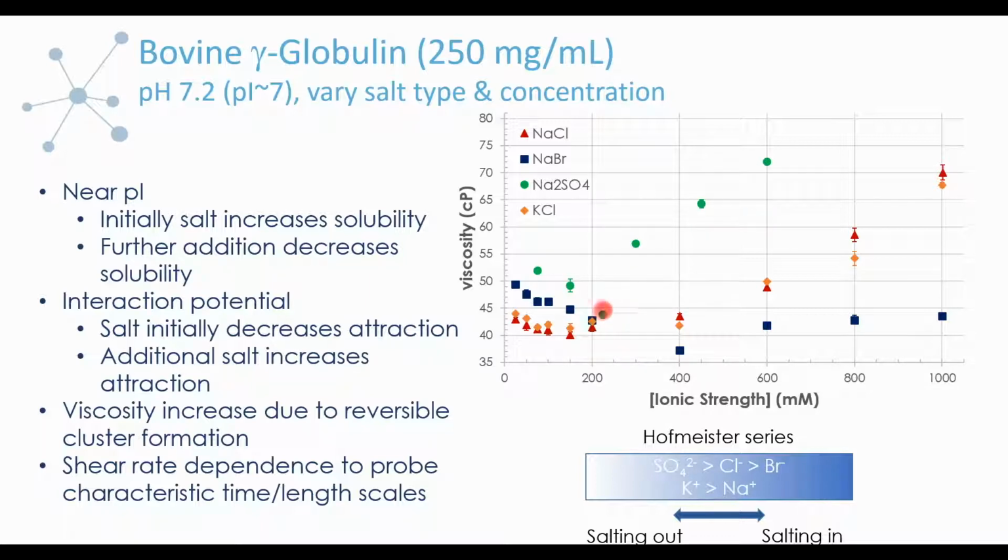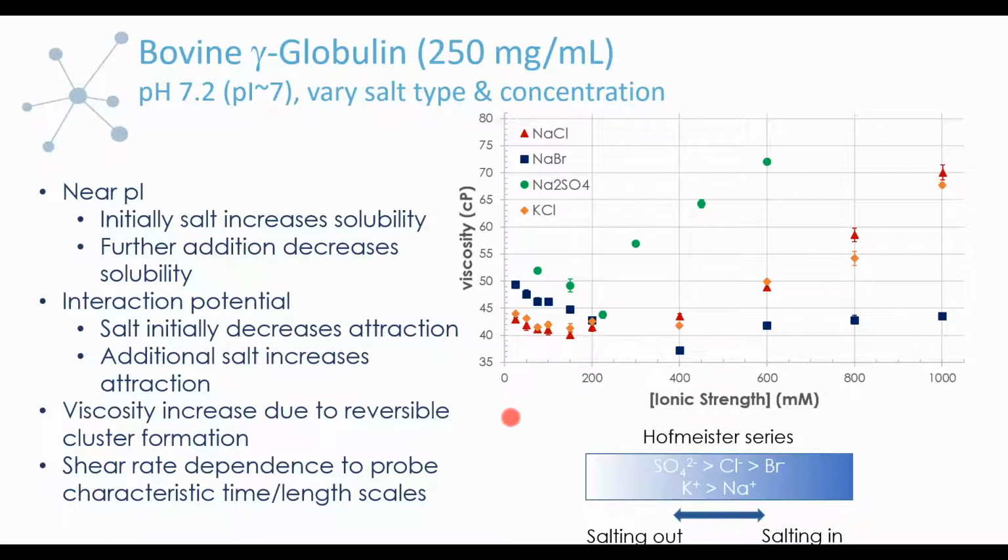And we did go to higher ionic strengths here, but the viscosity gets very high. So our highest viscosity we achieved here was over 1,000 centipoise. I didn't put it on there because it sort of diminished the ability to differentiate the other samples. So this is the general view of what happens.